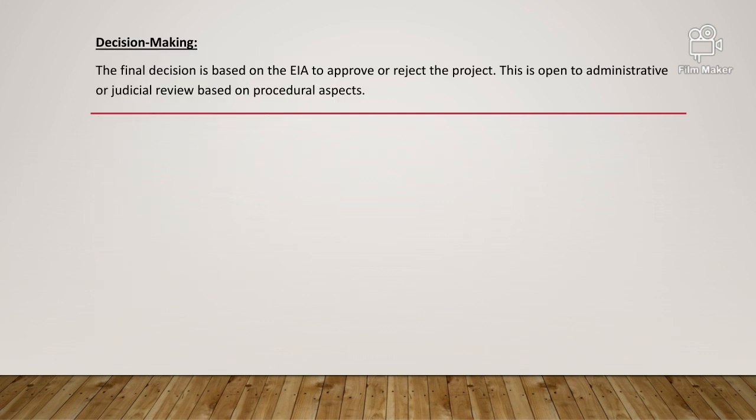Decision making. The final decision is based on the EIA to approve or reject the project. This is open to administrative or judicial review based on procedural aspects.